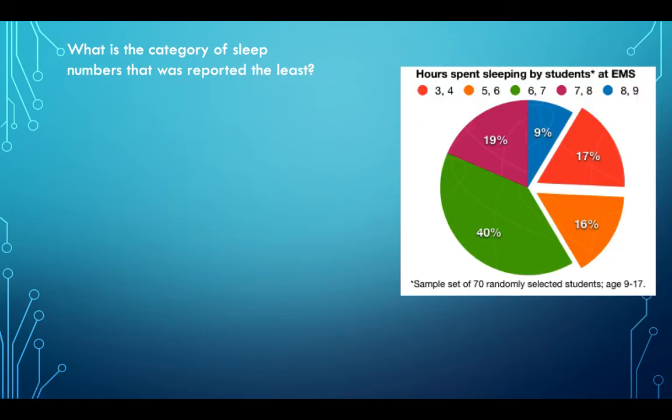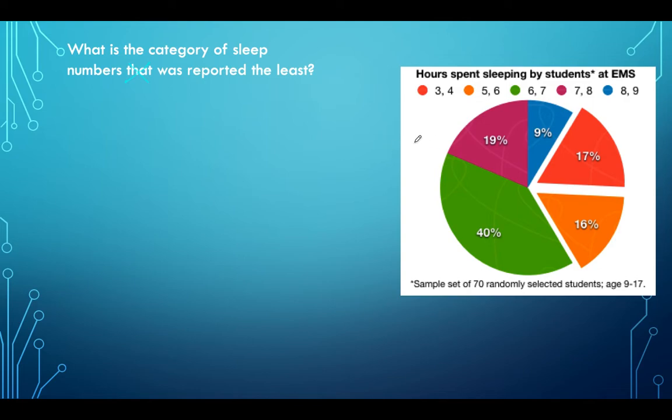All right, different study. Here we asked 70 students how many hours of sleep they got. So if you got 3 or 4 on average, you're this dark orange, maybe red color. 5 or 6 hours, you're the lighter orange right here. If you answered 6 or 7 hours each night, you're right here. 7 and 8 right here, and 8 and 9 right here. So what category of sleep numbers was reported the least? Sorry, that was a typo. Okay, so which category was picked the least?